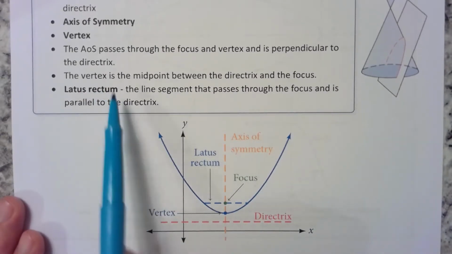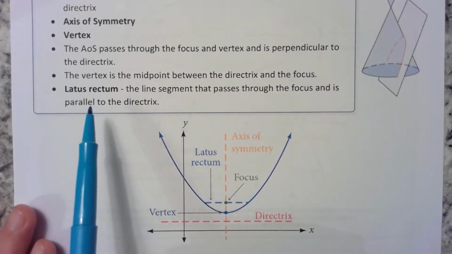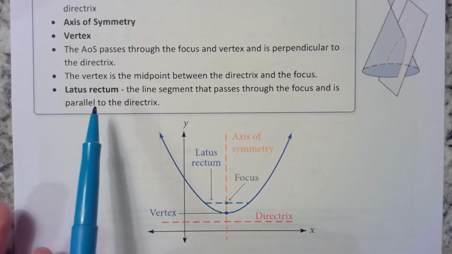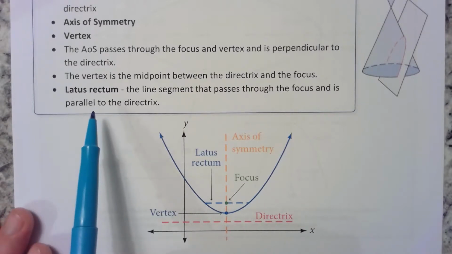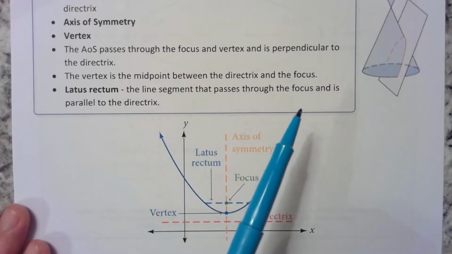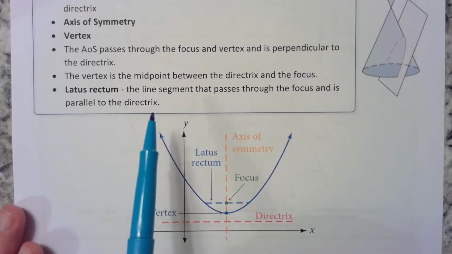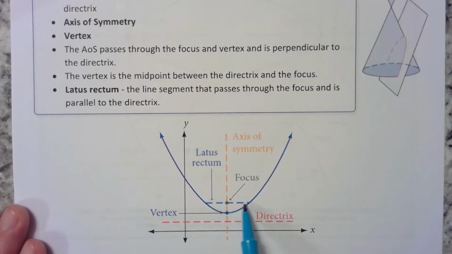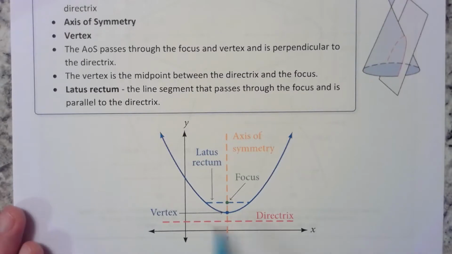So this one, we just call it a latus rectum, okay? Just because we're American and we make everything shorter and easier, right? Alright, so the latus rectum is the line segment that passes through the focus and is parallel to the directrix. So this is your LR. Sometimes I'll abbreviate it by that. This is your latus rectum. It is the line that goes through your focus, but it actually has endpoints on the parabola itself. Okay, it's parallel to the directrix.